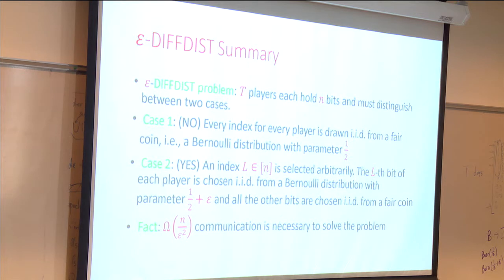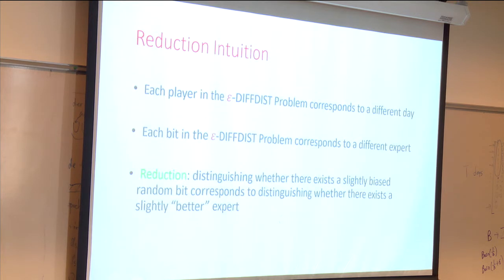But how do we use this communication problem for our streaming problem? The intuition that I alluded to is that each of the players is going to correspond to a day. And there's some column that has maybe a little bit more ones than the other columns. How can I use that as a streaming lower bound?